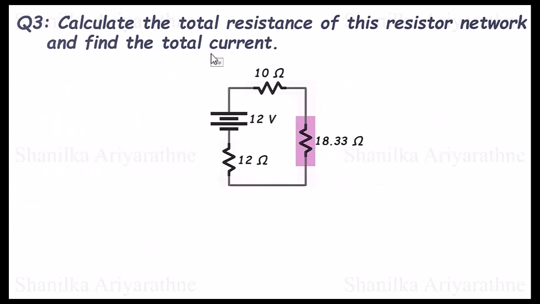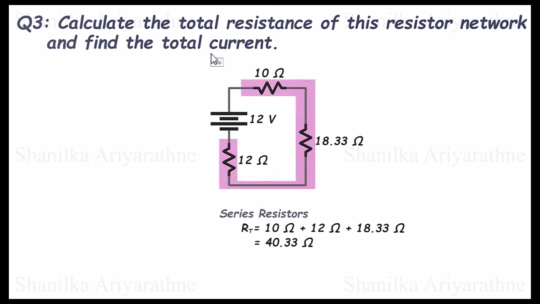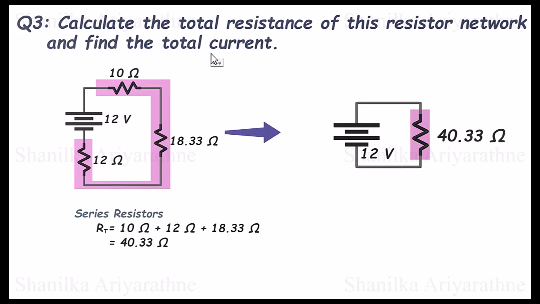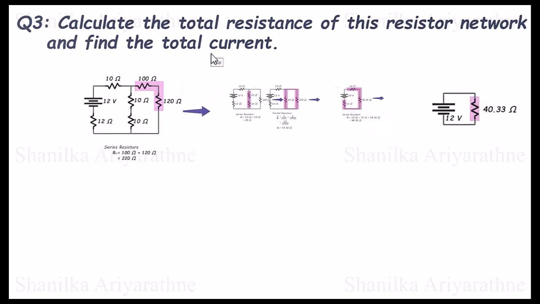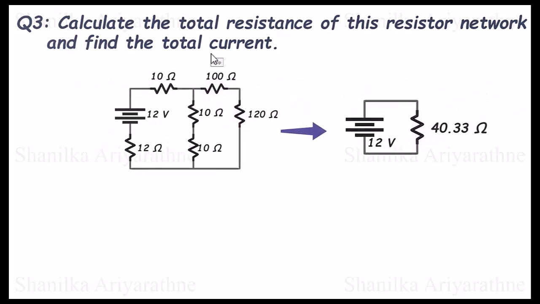Now again we have 3 resistors that are connected in series. The total resistance is the sum of each resistance, which is 40.33 ohms. We can replace these 3 resistors with a single resistor of 40.33 ohms. Done! We have simplified the complex resistor network step by step using series and parallel resistors. This complex network is equal to a single 40.33 ohms resistor.